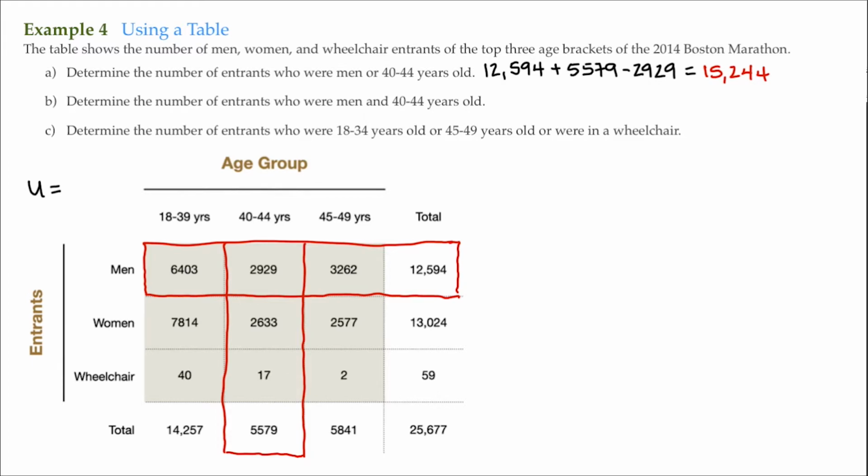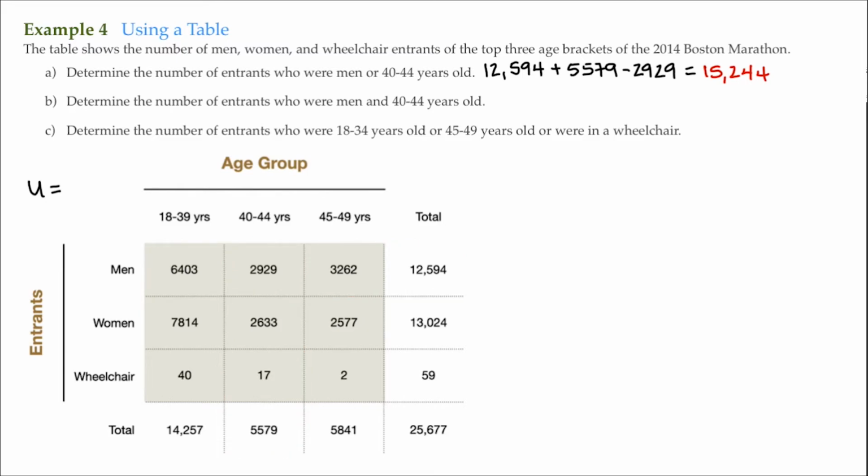And we'll do the same idea for letter B. Determine the number of entrants who were men and 40 to 44 years old. Well, that's this group right here. This number here is the 40 to 44-year-old men who entered the race. So we'll just put that down, 2,929. So you could see from earlier that in order to do one set or another set, we add the two sets together and then subtract out where they intersect.